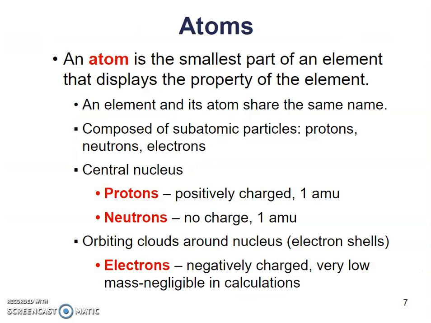Atoms. An atom is the smallest part of an element that displays the property of the element. An element and its atom can share the same name. It's composed of subatomic particles. There are 3 kinds: protons, neutrons, and electrons.